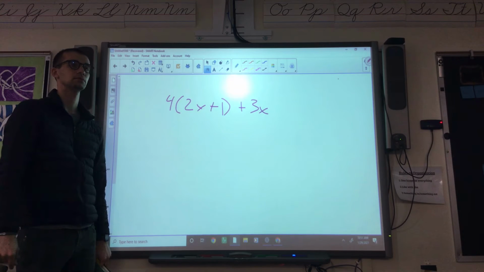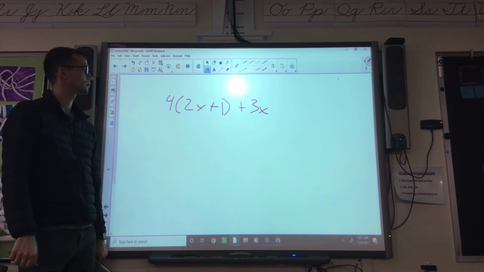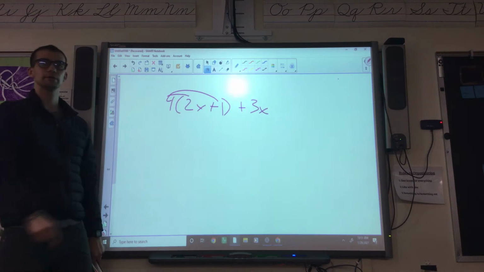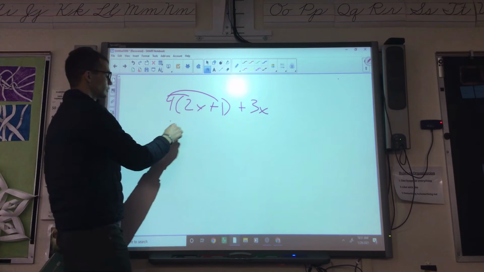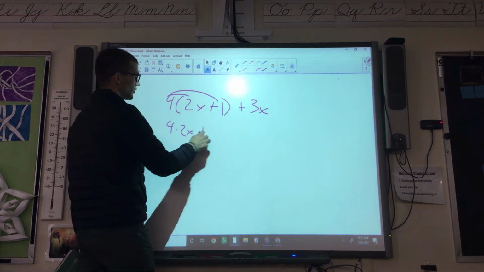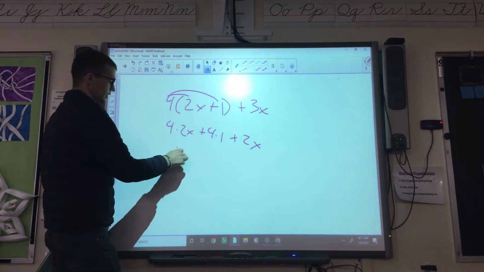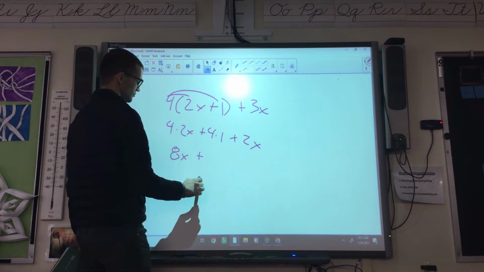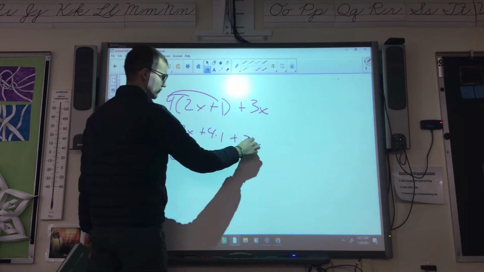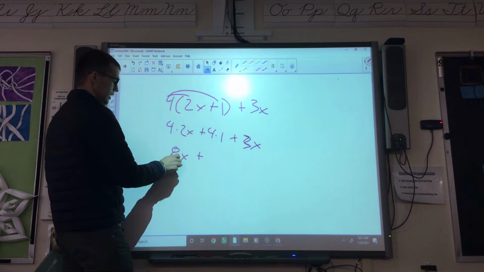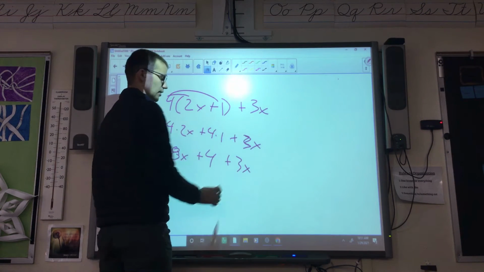You should do the rainbow part, which is called what property? Distributive property. So we get 4 times 2x plus 4 times 1 plus 3x. We simplify: 8x plus 4 plus 3x. Now what do we do?